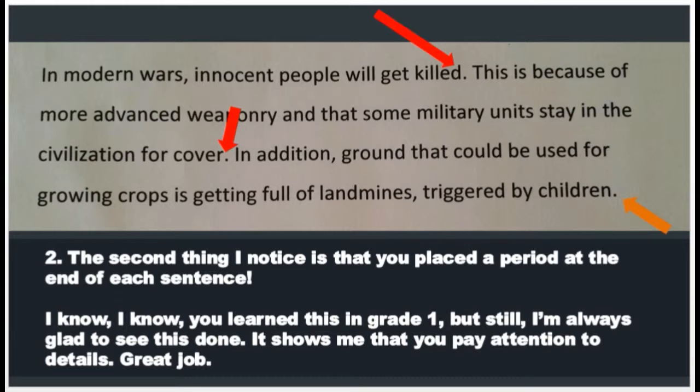The second thing I noticed is that you place a period at the end of each sentence. I know, you learned this in grade 1, but still, I'm always glad to see this done. It shows me that you pay attention to details. Great job.